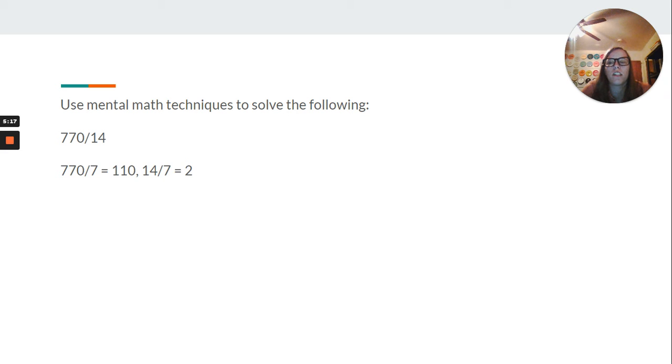Next, use mental math techniques to solve the following. Well, we can divide 770 divided by 7, which is 110. 14 divided by 7 is 2. Then we figure that out for 55. Okay?